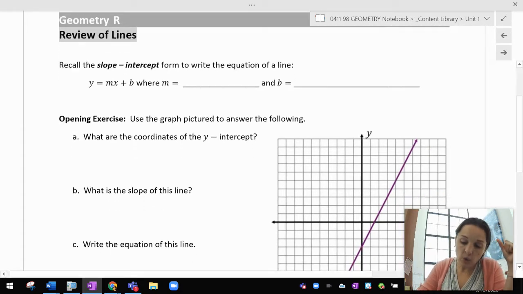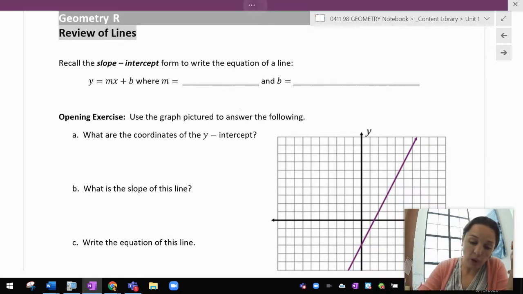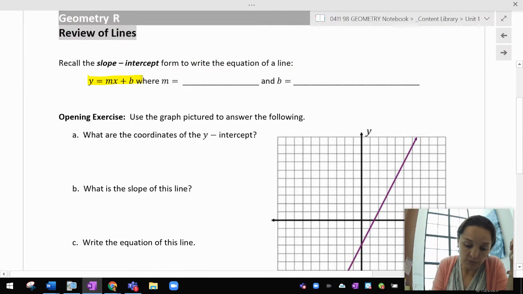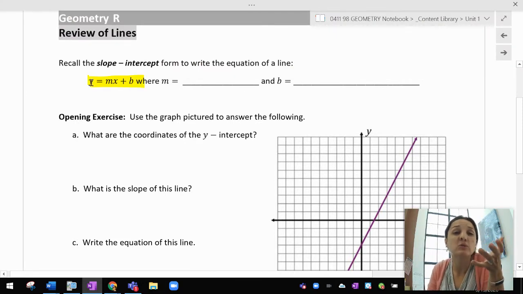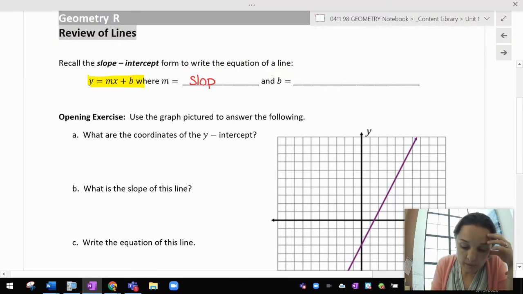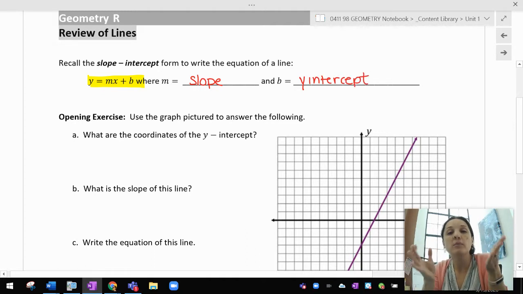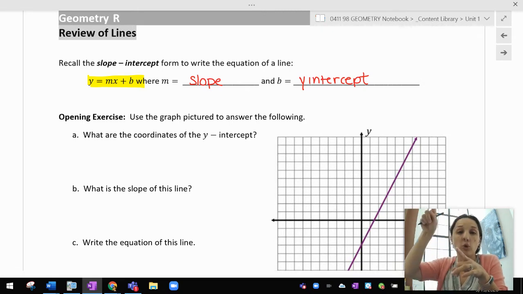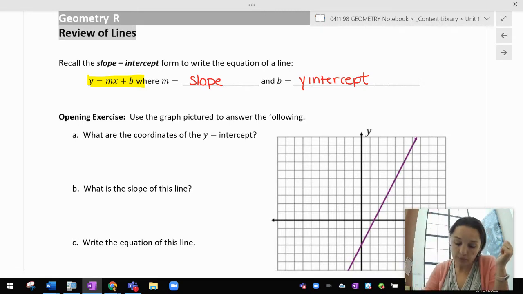When you write the equation of a line, you probably remember this form: y equals mx plus b. It's not actually called standard form. It's called slope-intercept form of a line, where m is your slope and b is your y-intercept. It's a way to say, if I want to draw a line, I can start at this point on the y-axis and then go up this much and over a certain amount, being your slope.